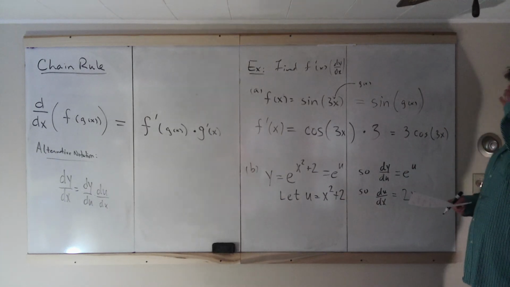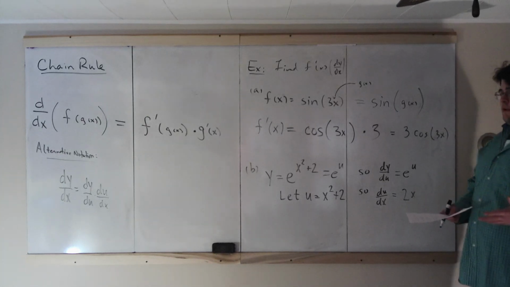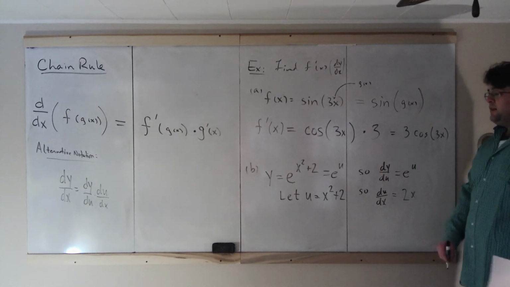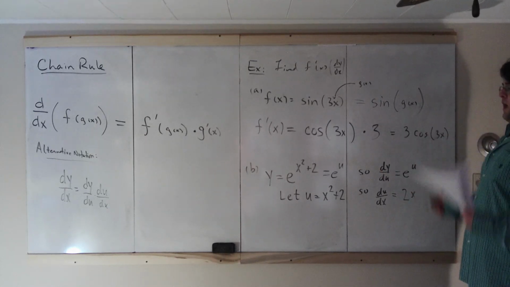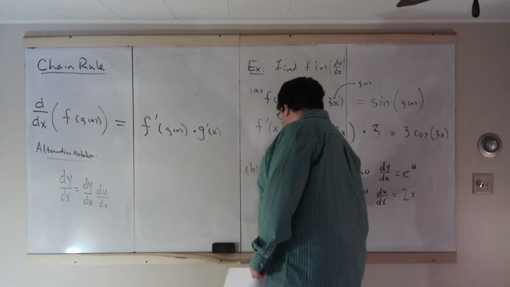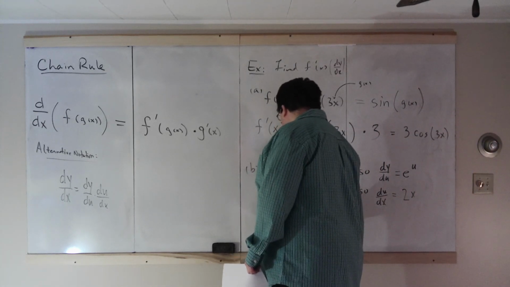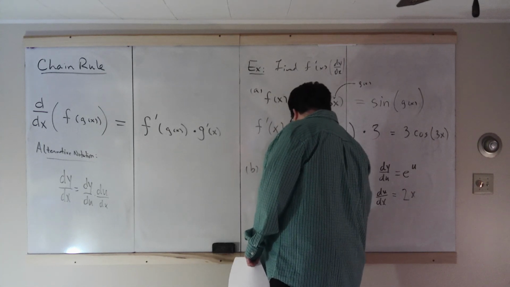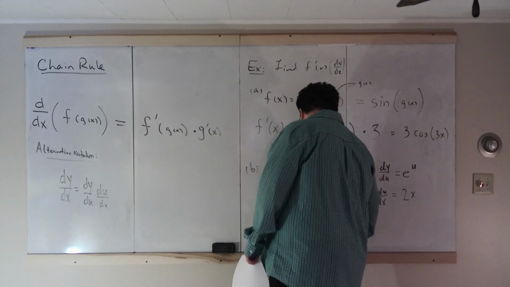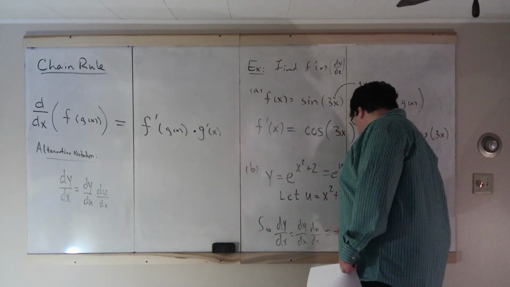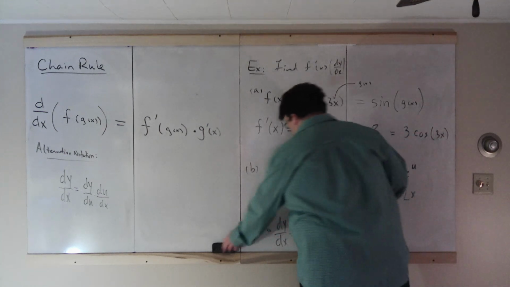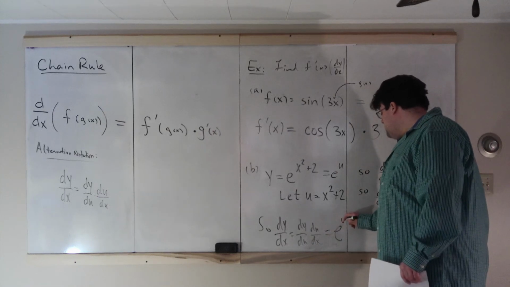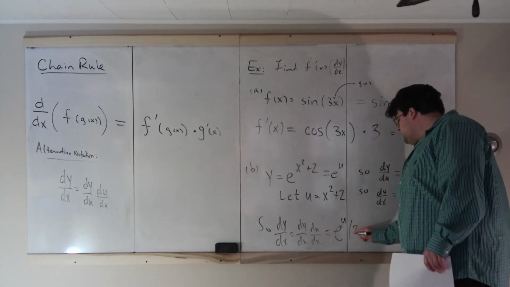Well, we're not done. We need dy dx. And a convenience of this Leibniz fractional notation is that it looks like we could just multiply these and get dy dx, and in fact, we can. So let's make our concluding sentence. dy dx equals dy du times du dx. What's dy du? Dy du is e to the u. What's du dx? It's 2x.